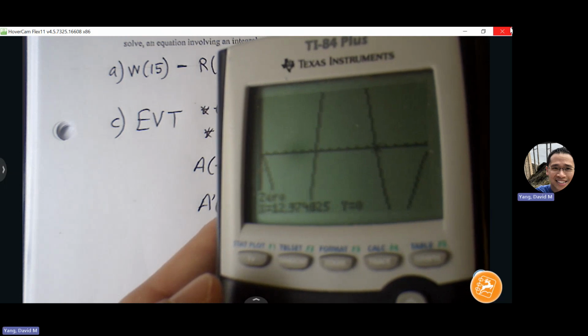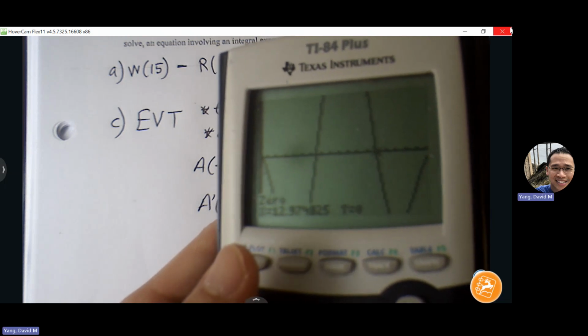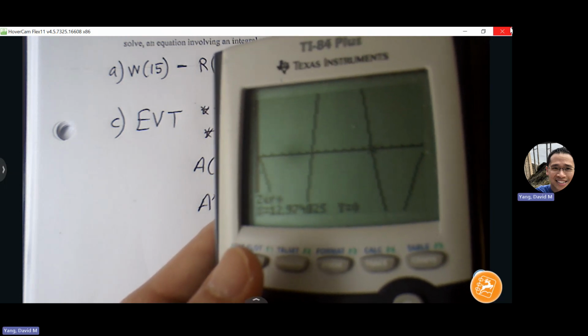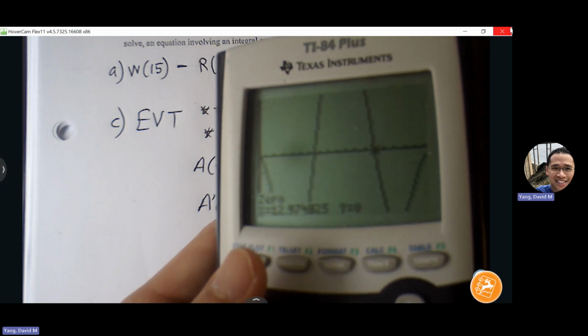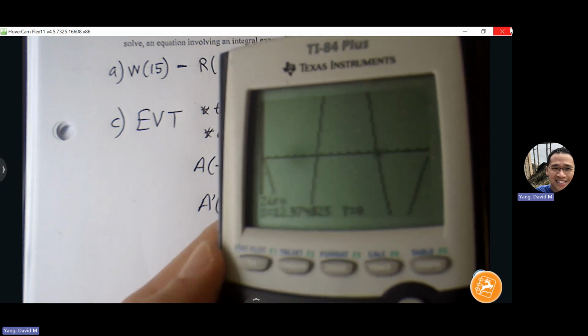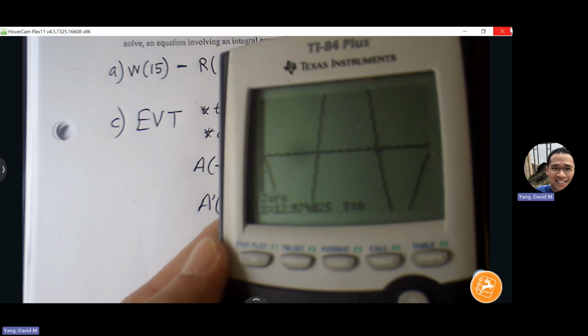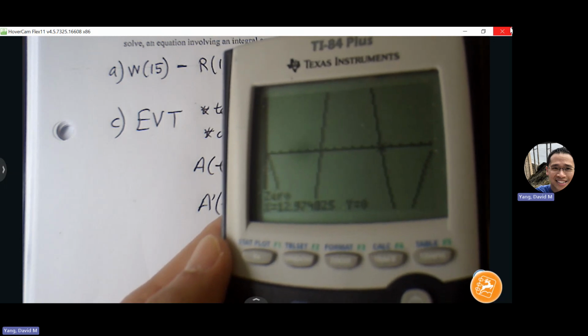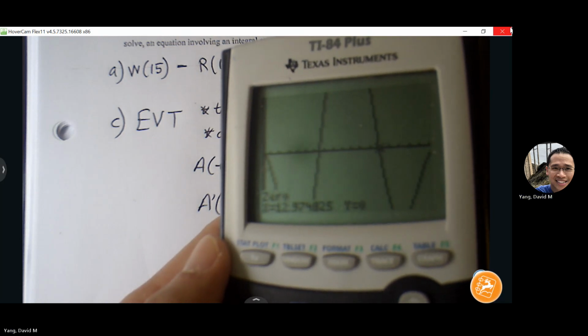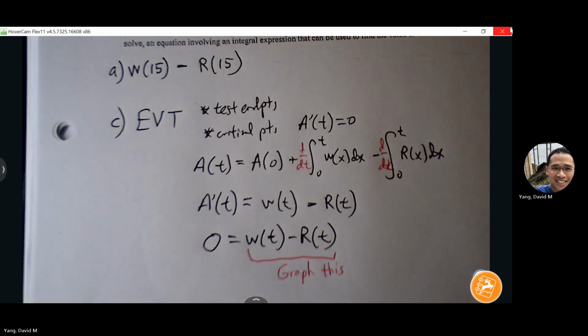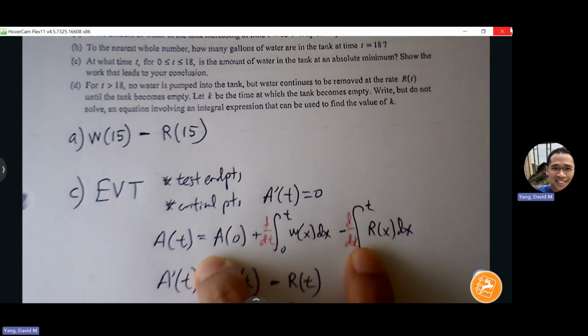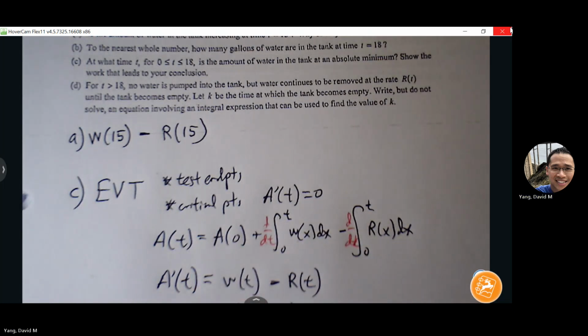12.974. So we know we have to test 4 points, right? We have to figure out the amount of water at 0, the amount of water at 18. Actually, we already have those. We just have to find the amount of water at 12.9 and the amount of water at 6.4. So we'll take all those and plug them back into the A of T equation, and then we'll compare the y values.